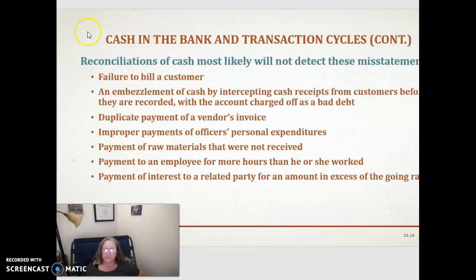And finally, reconciliation of cash most likely will not detect these types of misstatements: failure to bill a customer; embezzlement of cash by intercepting cash receipts from customers before they are recorded and the account charged off as bad debt; duplicate payments of a vendor's invoice; improper payments of officers' personal expenditures; payments for raw materials that were not received; payments to employees for hours that he or she never worked; and finally, payment of interest to a related party for an amount in excess of the going rate.